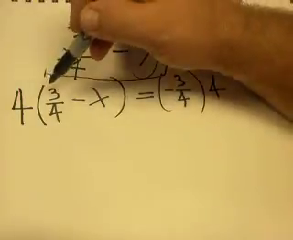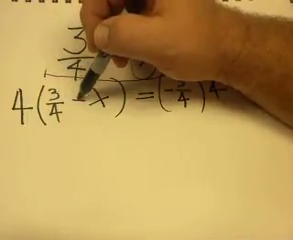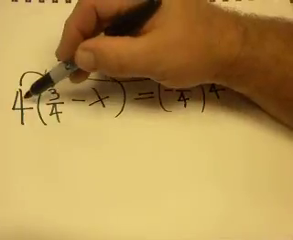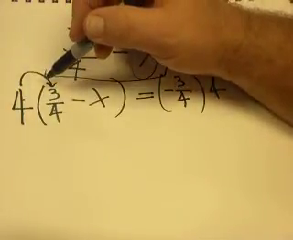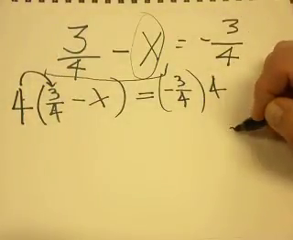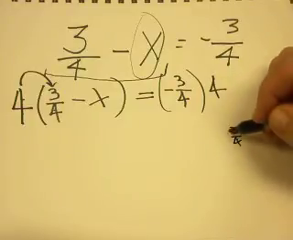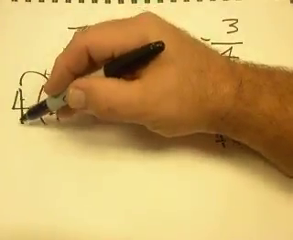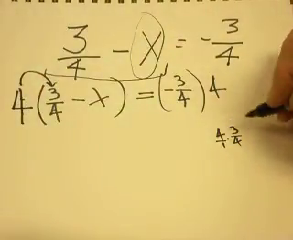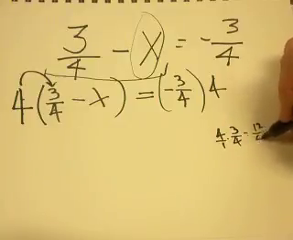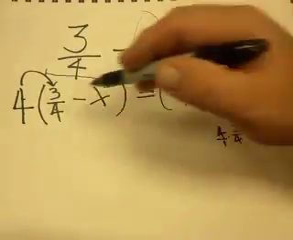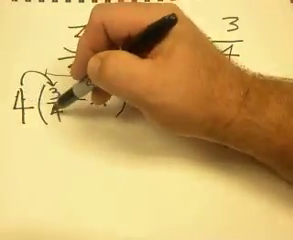So now we have to distribute because I got 3/4 minus x. So I'm going to multiply 4 times 3/4. Well, that 4 and that 4 cancel out, because if I had 3/4 and I multiplied it by 4/1, which is essentially what 4 is, and I multiply straight across, 3 times 4 is 12. 1 times 4 is 4. 12 divided by 4 is 3. So we can take a shortcut there and say these 4's cancel out.